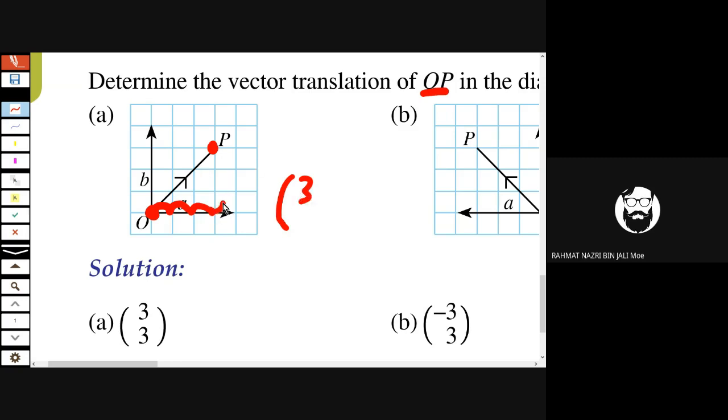Okay, kemudian kita lihat berapa dia naik ke atas. 1, 2, 3. Dia tidak turun ke bawah sebab P berada di atas. Jadi dia akan naik ke atas sebanyak 3. So we get the positive 3. Akhir sekali, we get the matrix form for the translation for this diagram is 3, 3. 3 to the right and 3 upward.